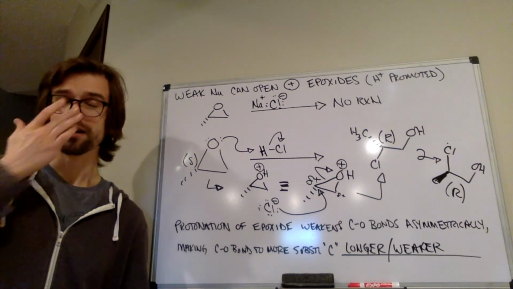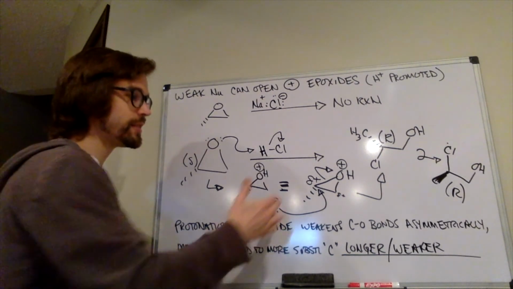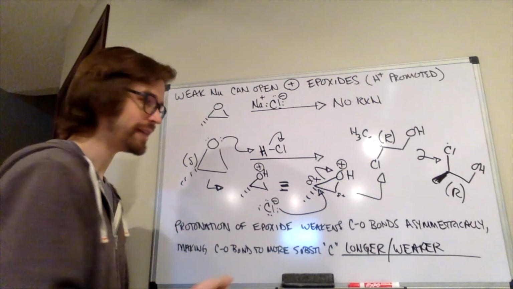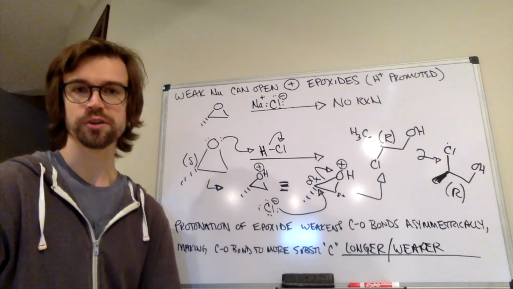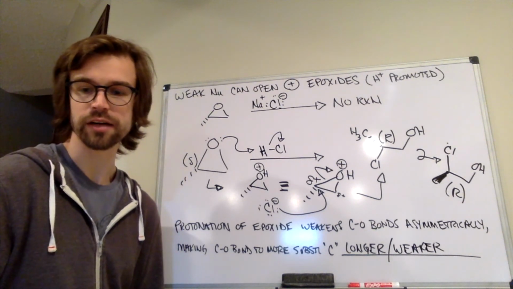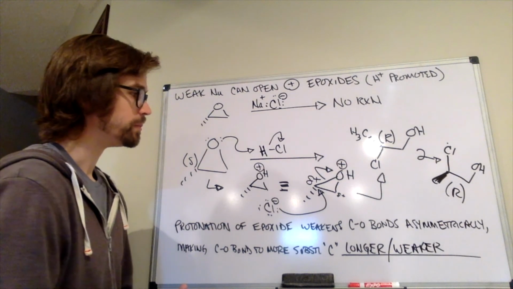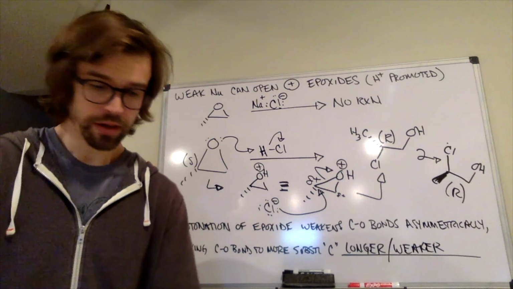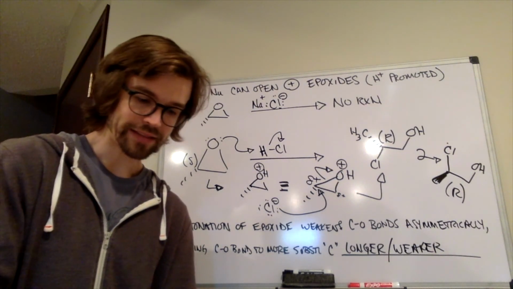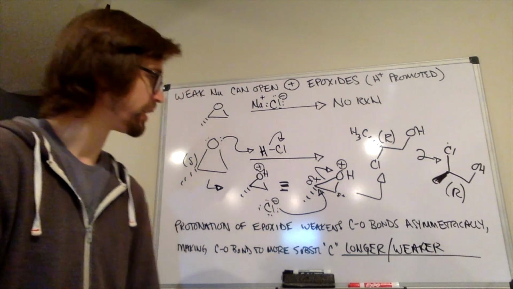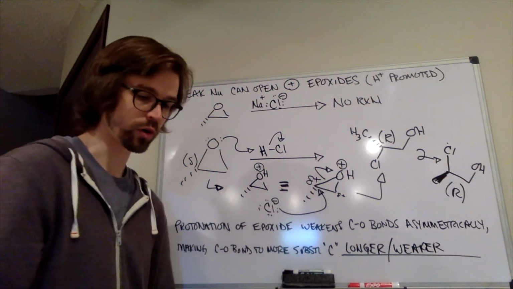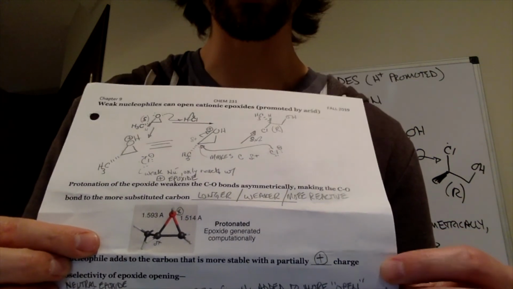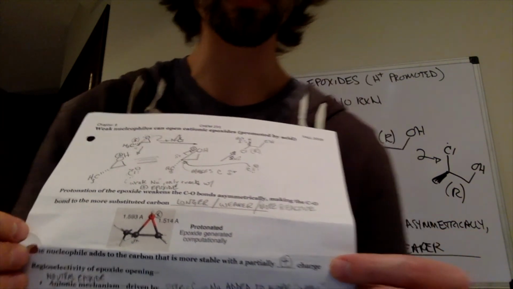So what am I getting at here? Well, when the nucleophile adds to the more substituted position, that position is stereogenic. So an SN2 reaction at the more substituted position inverts that stereocenter. If it was S, it's R, vice versa. So the last blank on here was the nucleophile adds to the carbon that is more stable with a partially positive charge. So that's the carbon that's more stable with a partially positive charge. And again, that was right here on the course packet.